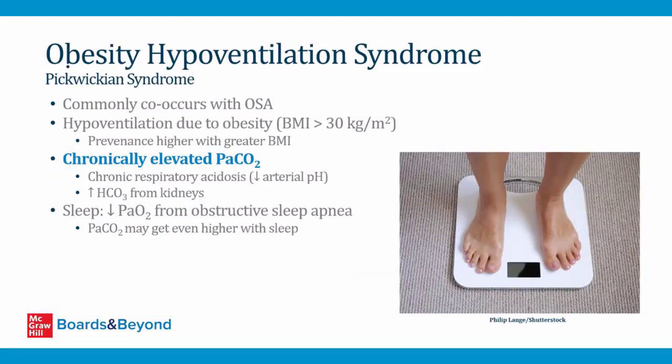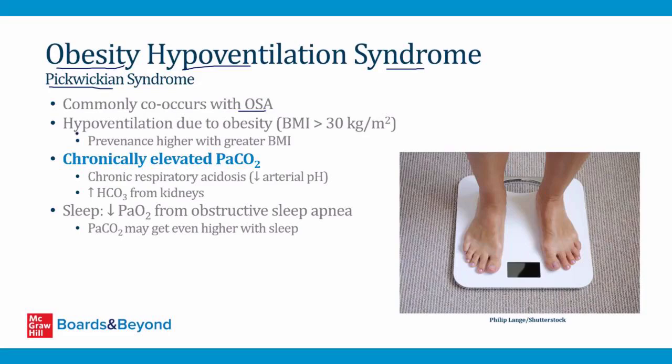And then I'll finish this video with one slide on the obesity hypoventilation syndrome, which is also sometimes called the Pickwickian syndrome. And it gets its name because there was a character named Pickwick in one of the Charles Dickens novels in the 1800s who was massively obese. So this obesity hypoventilation syndrome commonly co-occurs with obstructive sleep apnea. That's why I'm talking about it in this video. It's another complication of significant obesity.